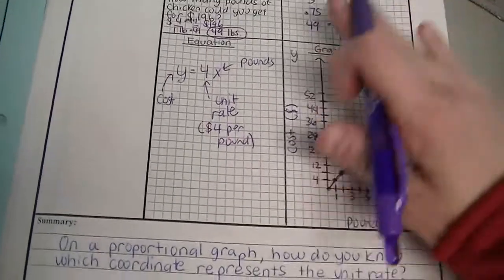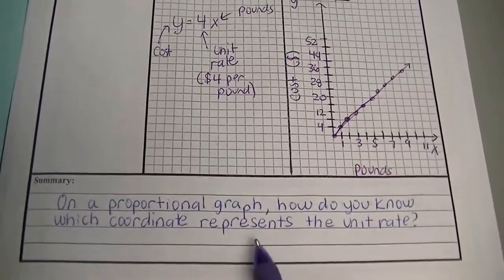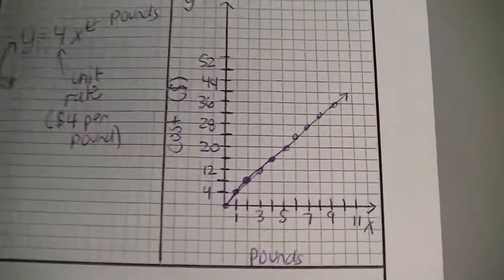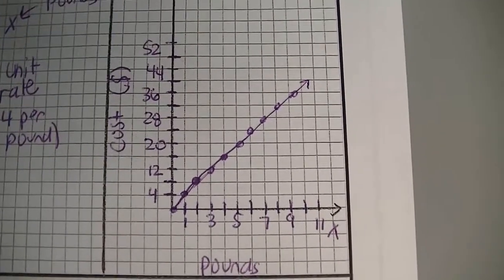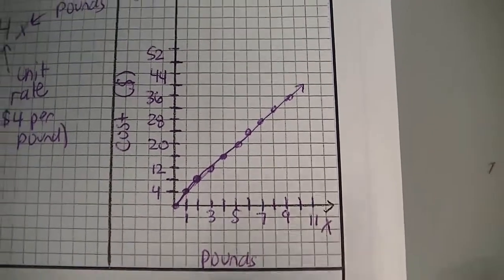On a proportional graph, how do you know which coordinate represents the unit rate? How did you know which coordinate, so which point, represents the unit rate?